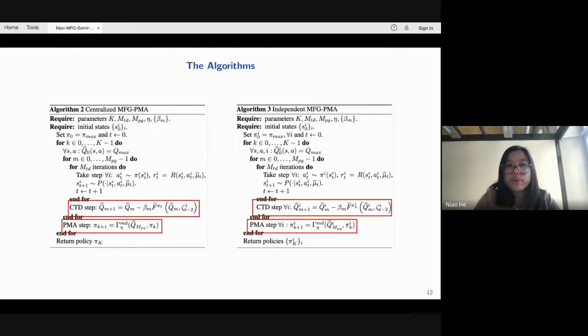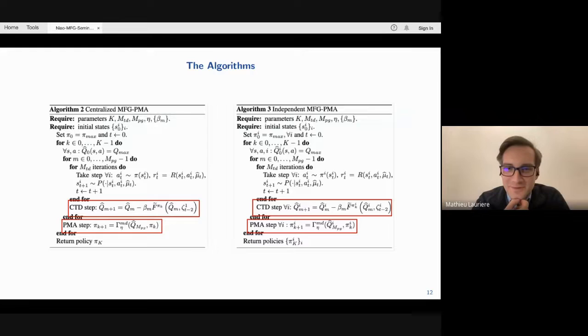And before I move into our theoretical results, let me just pause a bit here to see if there are any questions from the audience. Actually, I have one quick question, maybe. It seems that intuitively the centralized one makes a stronger assumption. Do you know if the centralized one is more efficient in some sense than the decentralized or independent one, or more stable, or maybe less stable?